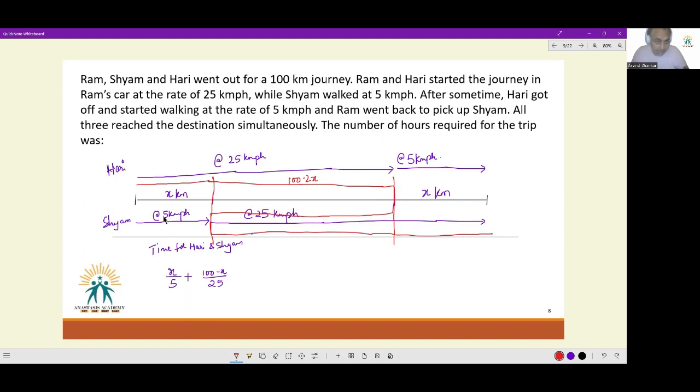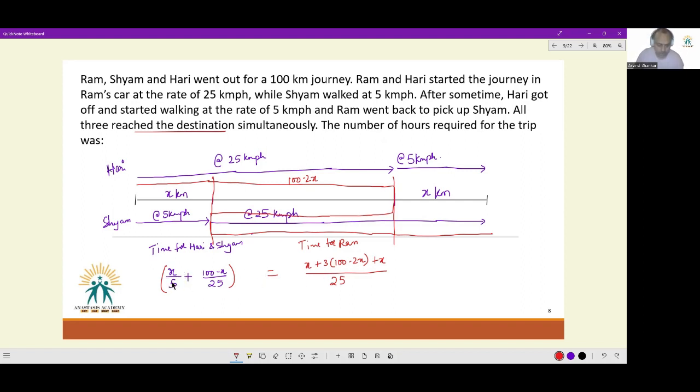So the total distance traveled by Ram is x plus 3 times 100 minus 2x and the final x again. And he travels it at what speed? He travels this entire distance at the speed of 25. Time for Hari and Sham. This is time for Ram. And we are told all 3 of them reach the destination simultaneously, which is another way of saying these 2 expressions have to be equal. So let's work our magic.